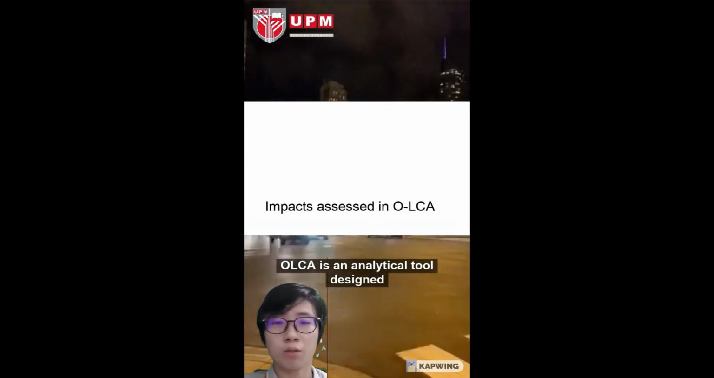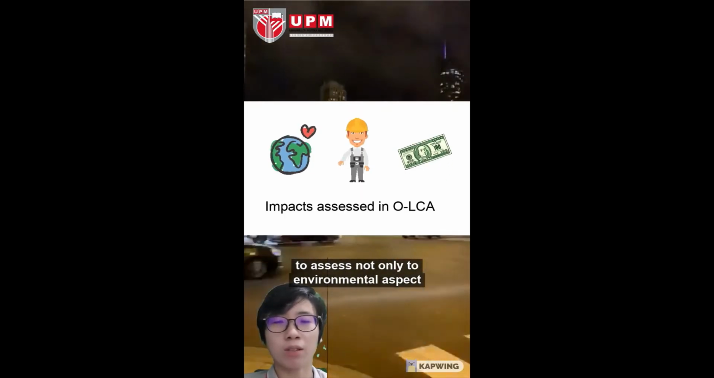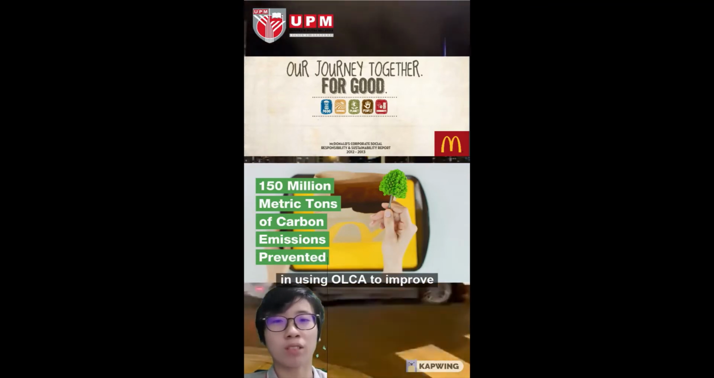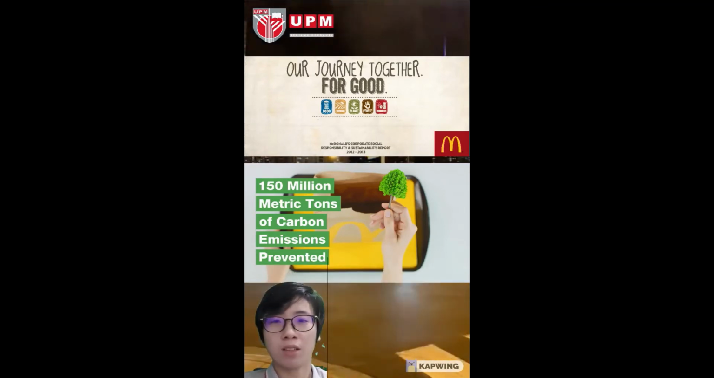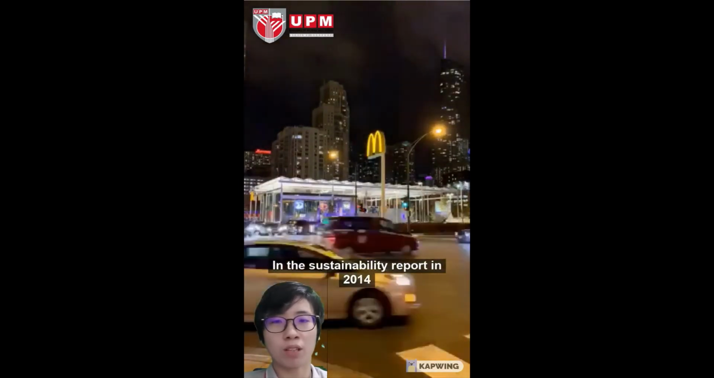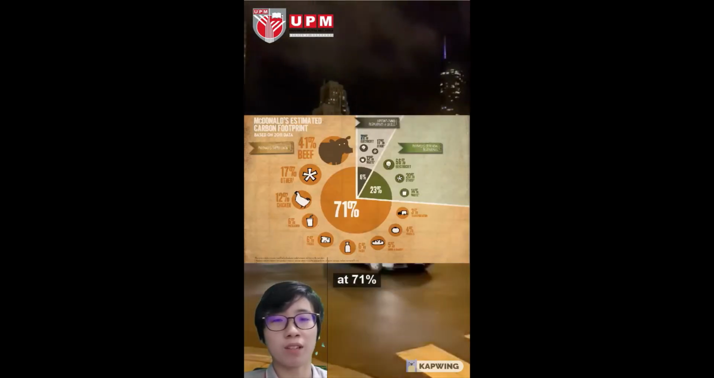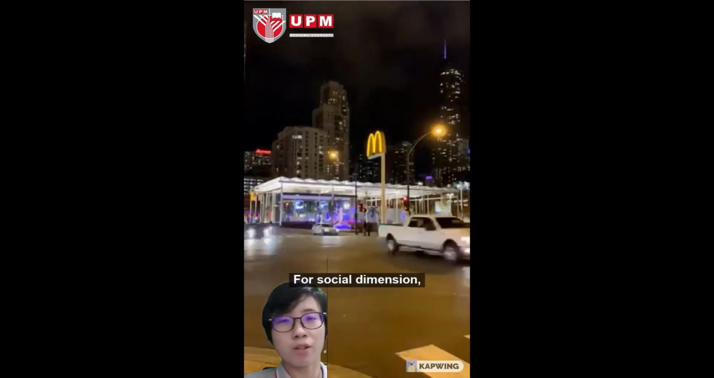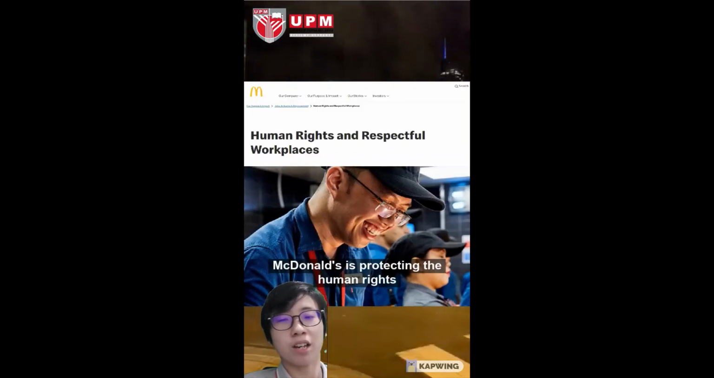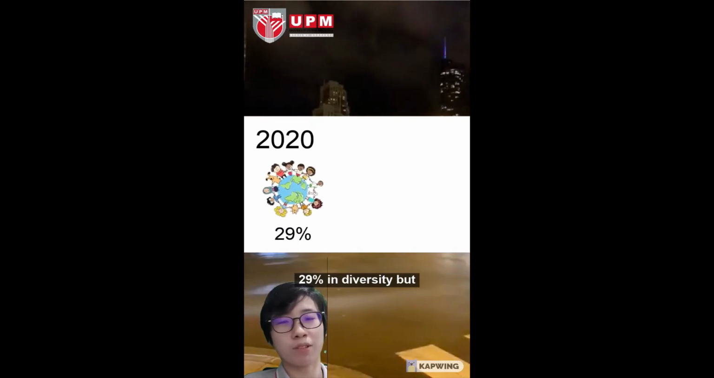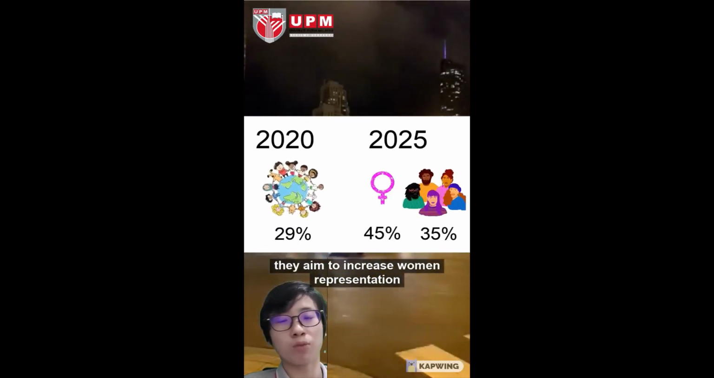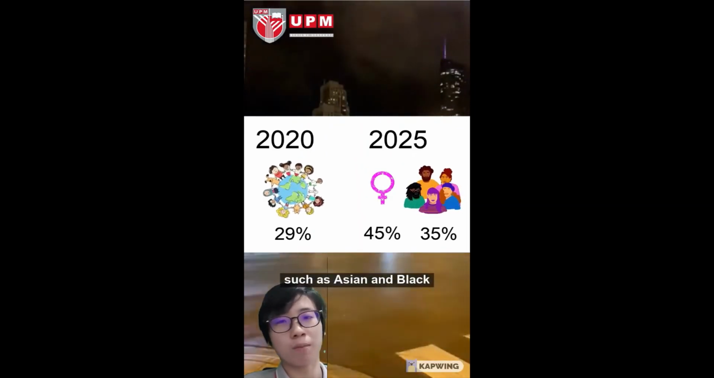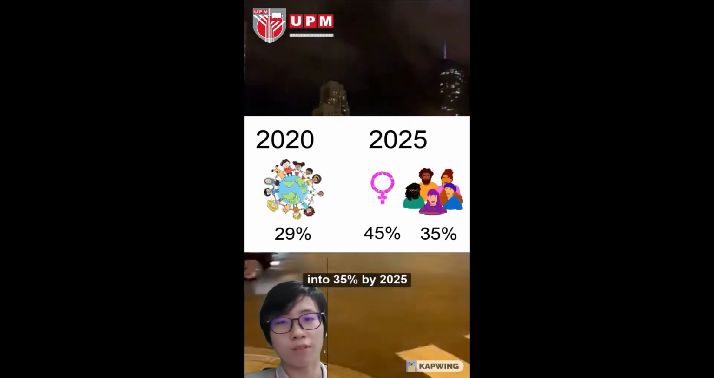O-LCA is an analytical tool designed to assess not only the environmental aspects but also the social and economic ones. McDonald's is a very good example of using O-LCA to improve its sustainability performance. In the sustainability report in 2014, besides outlining the carbon footprint at 71%, social and economic responsibilities are also discussed. For social dimensions, McDonald's is protecting human rights. In 2020, McDonald's reached 29% in diversity, but they aim to increase women's representation to 45% and underrepresented groups such as Asians and Black people to 35% by 2025.